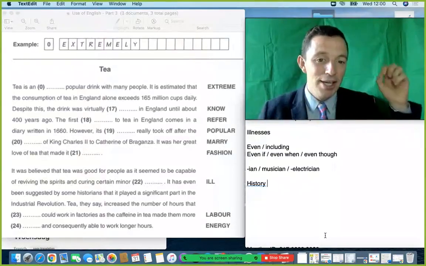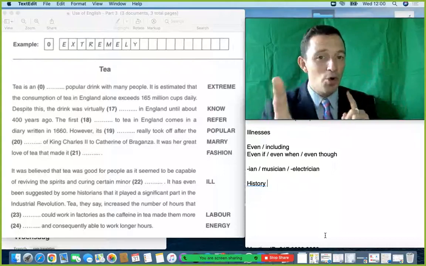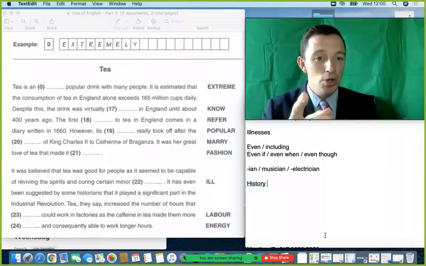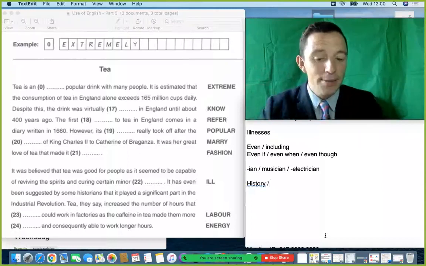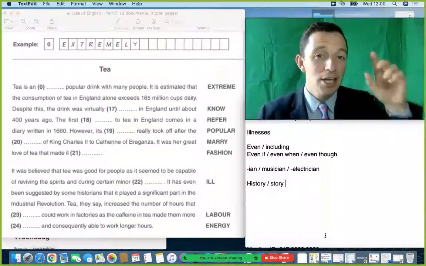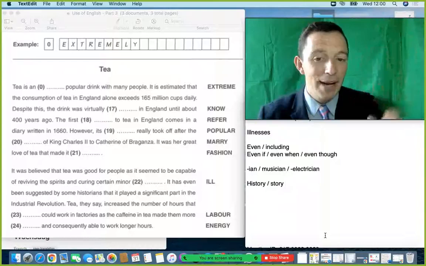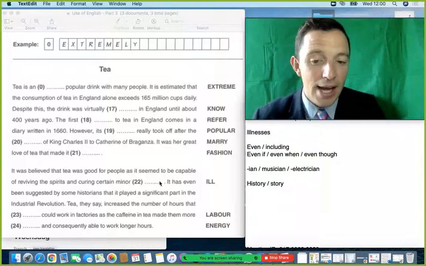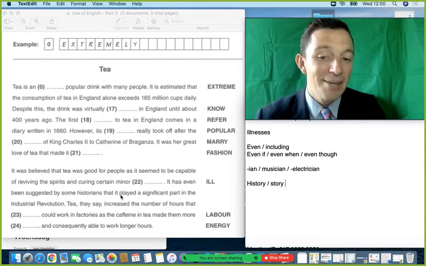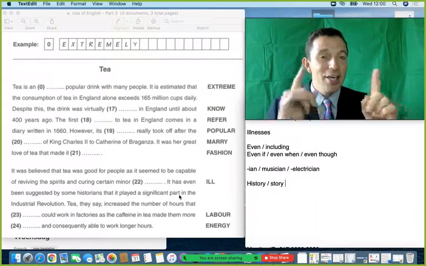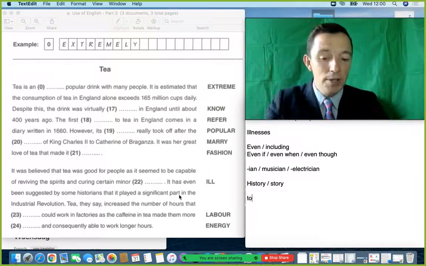Spain has a history, but what is the difference between history and story? So I tell you a story about yesterday. I tell you a story about the weekend. So there is a difference between history and story, and you need to be clear. Here, by some historians, that it played a significant part. That's the connection. Play a part or play a role. Okay, to play a part or to play a role.